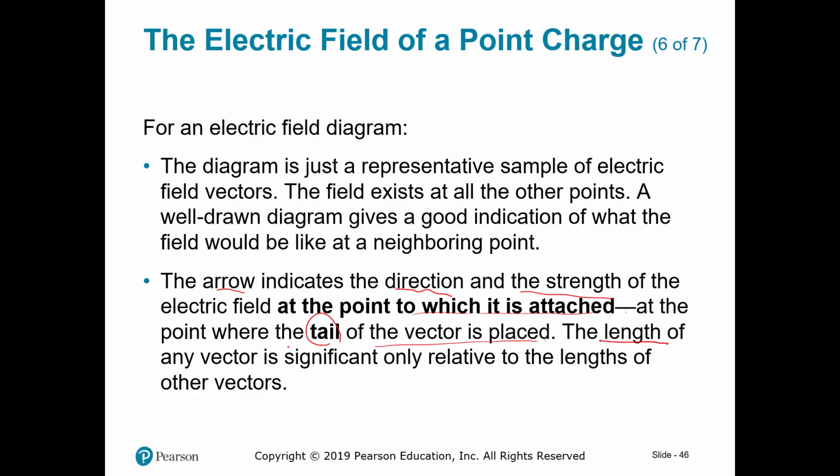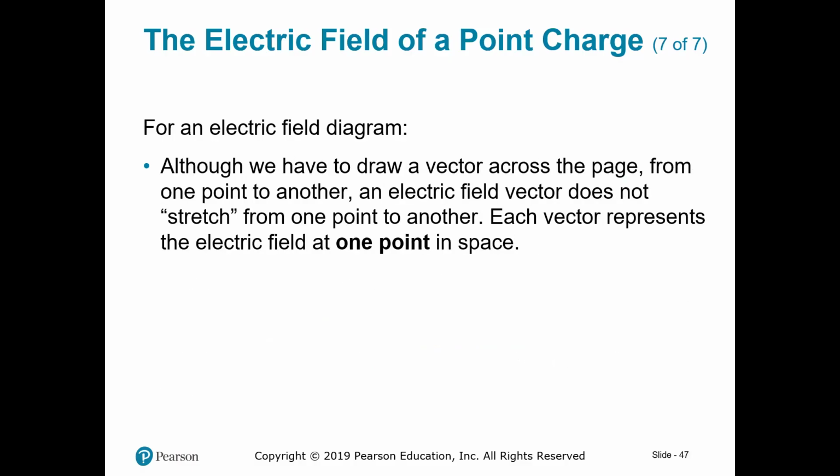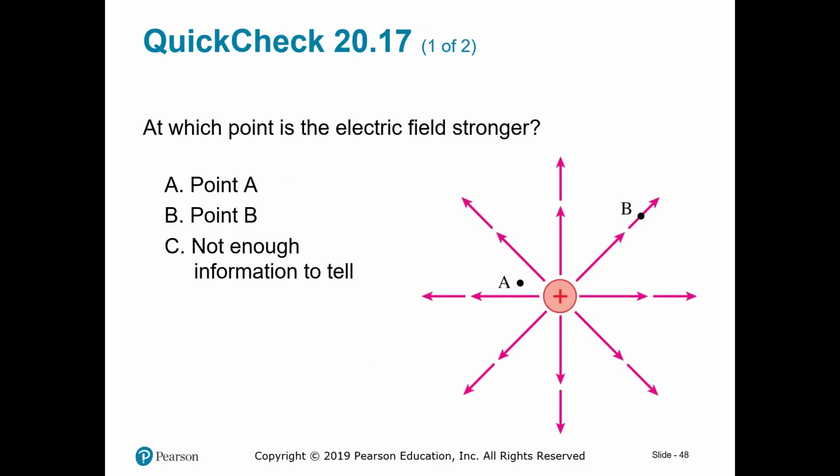The length of any vector, as you know, is significant because it represents magnitude, and it is also relative to the lengths of other vectors. Although we draw a vector across the page from one point to another point, the electric field vector does not stretch from one point to the other. I will explain what this means in a few minutes, but let's solve this question first.